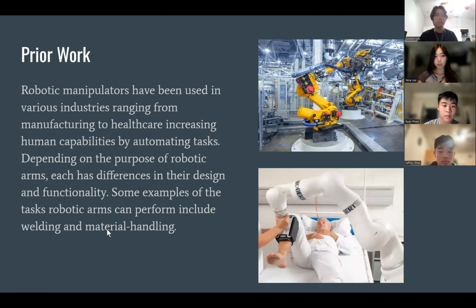And for the prior work, robotic manipulators have been used in various industries ranging from manufacturing to healthcare, increasing human capabilities by automating tasks. Depending on the purpose of the robotic arms, each has differences in their design and functionality. Some examples of tasks that robotic arms can perform include welding and material handling.